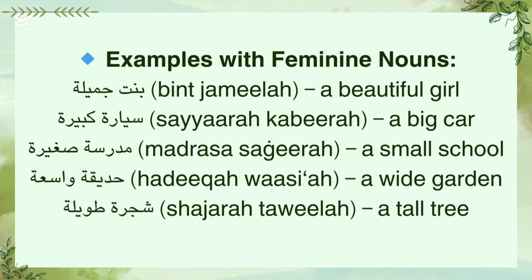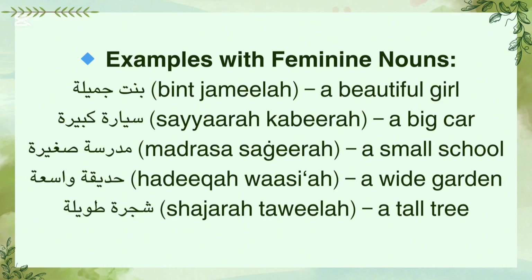Next example is Sayyara Kabira. We don't know what Sayyara means, but we know that if it ends with ta, then it is a female noun. So it will be Sayyara Kabira. It means a big car. Kabira means big. Then we have Madrasa Sagira, a small school. Madrasa ends with ta, so the adjective will also end with ta.